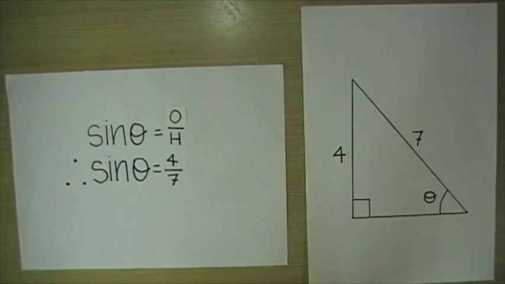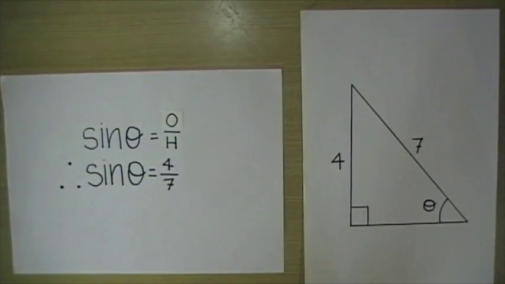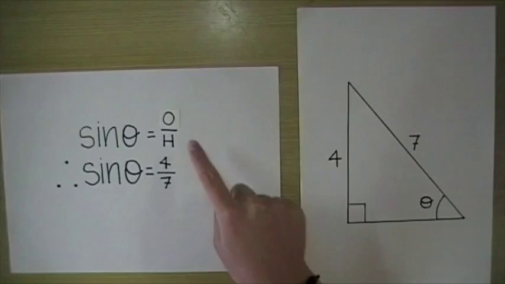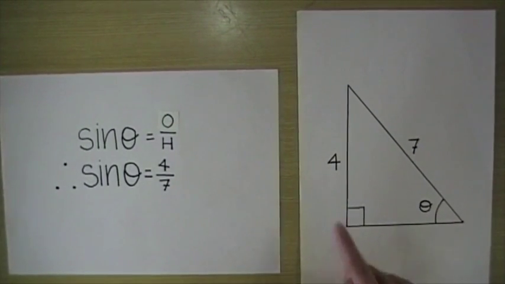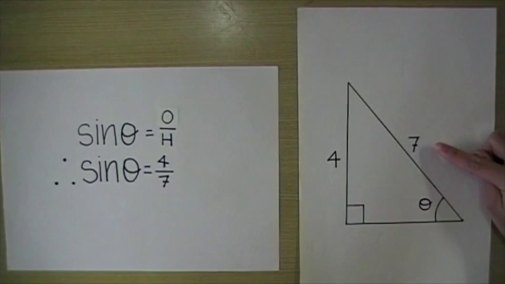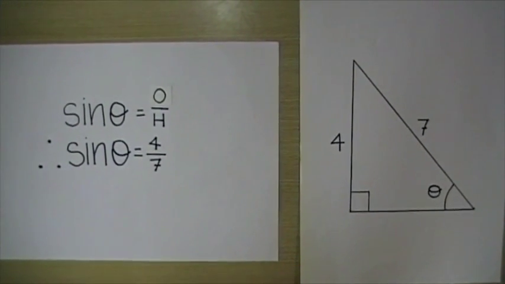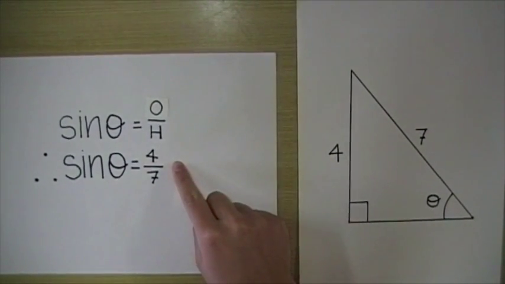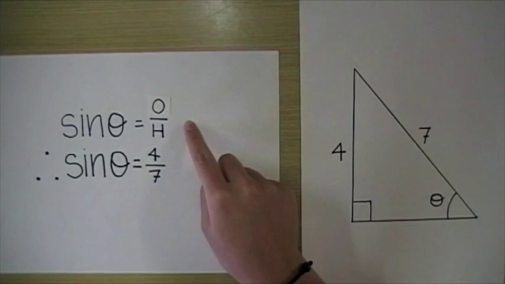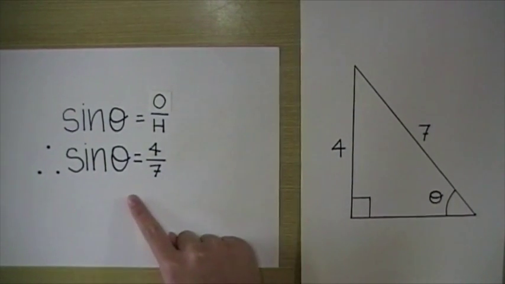Today we'll be instructing you on how to set up your equations for trigonometry. To start off, we are going to show you sine. Sine is opposite over hypotenuse. In this diagram, opposite would be 4 and hypotenuse would be 7. After identifying these sides, we can write out our equations. The equation will be written out as sine theta equals opposite over hypotenuse. Therefore, sine theta equals 4 over 7.